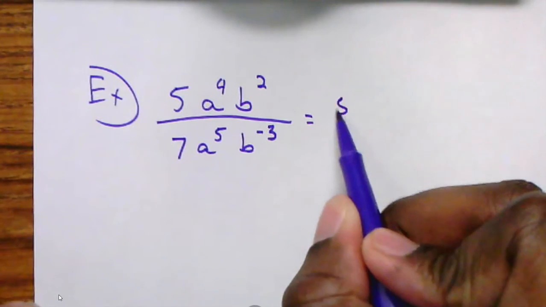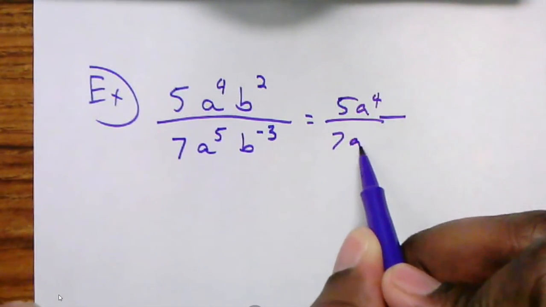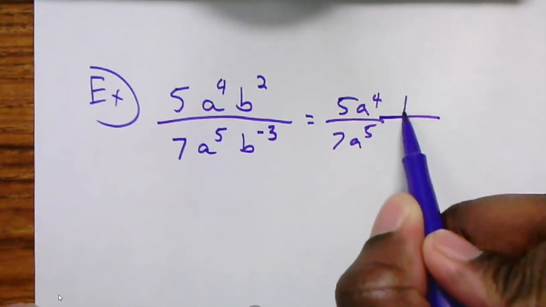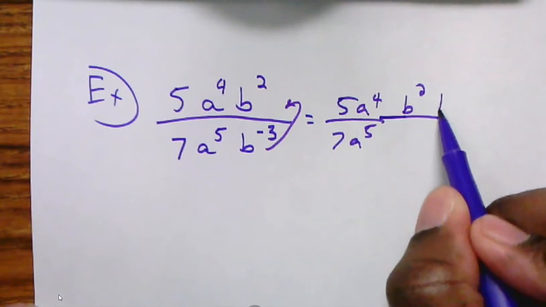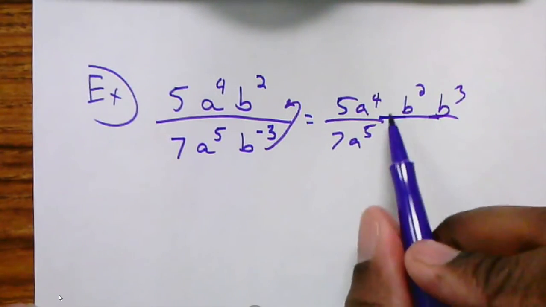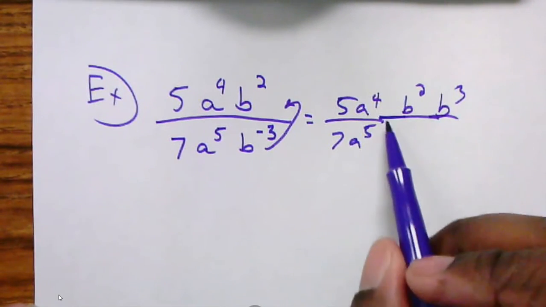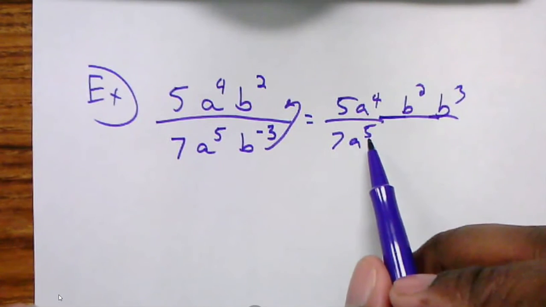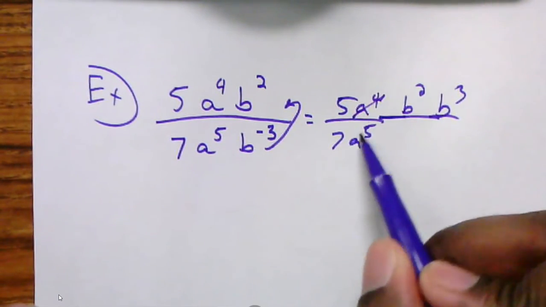So this is better written as 5 over 7, a to the 4th over a to the 5th, b to the 2nd, and that comes in the top, becoming b to the positive 3 now. So from there, I can reduce what we can. The 5 over 7 doesn't reduce. And a to the 4th over a to the 5th, I got more a's in the denominator, so these cancel.